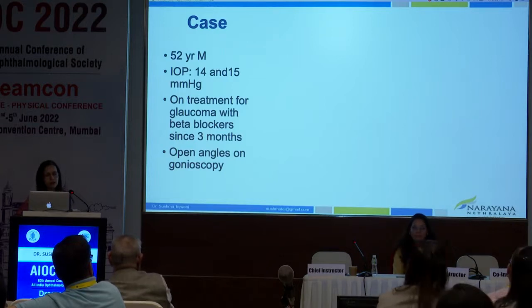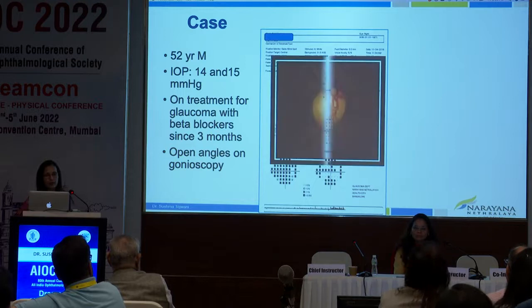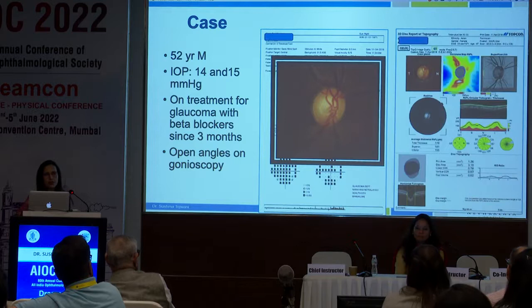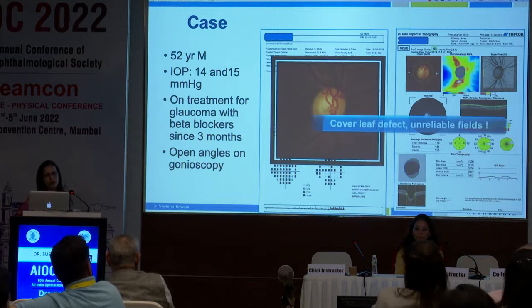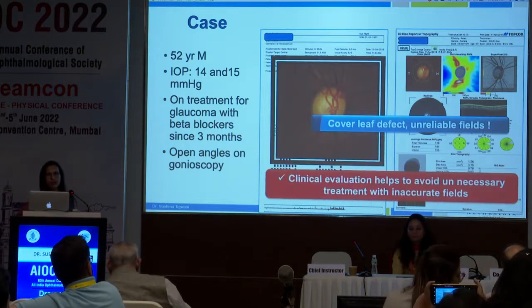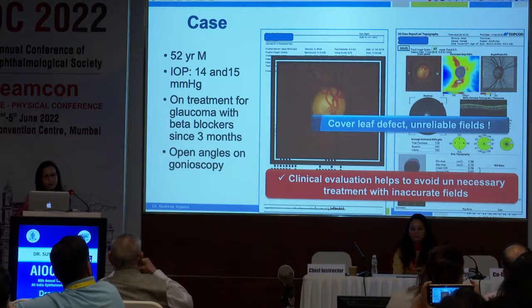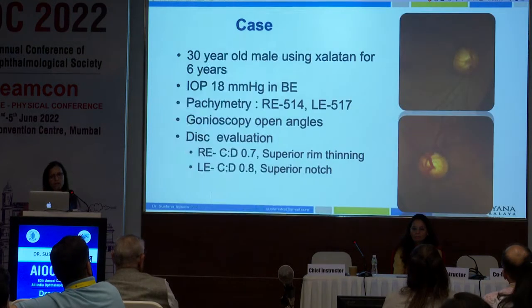Another situation where there's a patient who was having glaucoma and on glaucoma treatment, and this is the field that he came along with. But when we looked at the optic nerve, it looked perfectly healthy, and you could substantiate it by OCT. So unless you have a careful disc evaluation and you treat only on the basis of perimetry, that's not going to work. So this was just a clover leaf defect and unreliable fields. So unless you do a clinical evaluation, you can actually give unnecessary treatment to a patient. So fields could be deceptive, but not the disc evaluation.